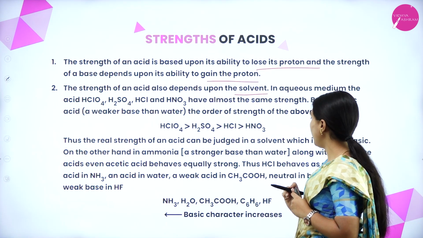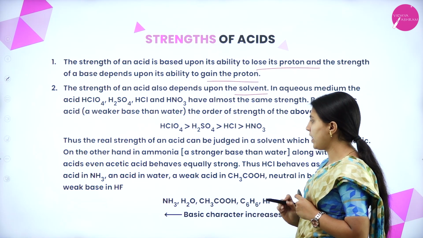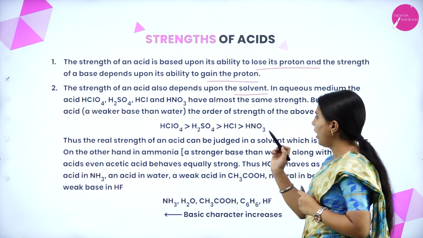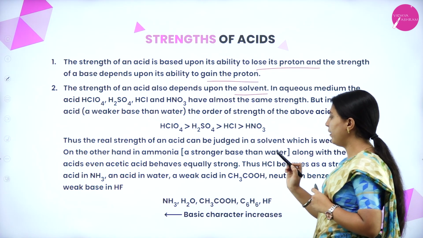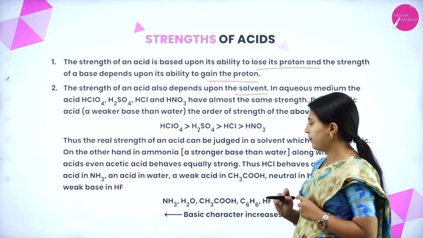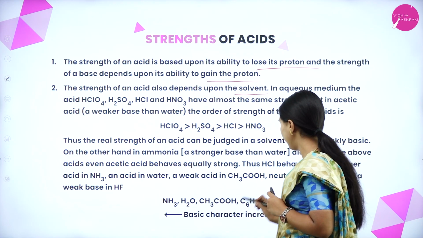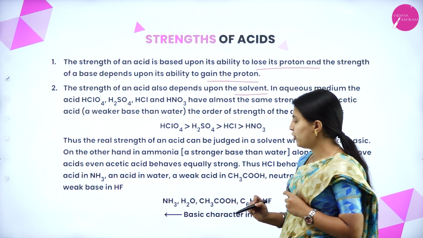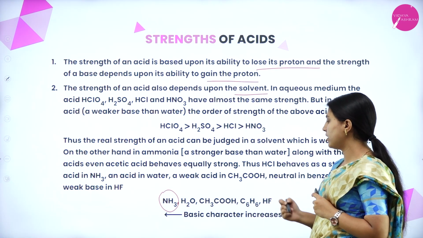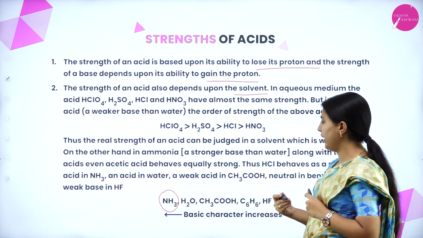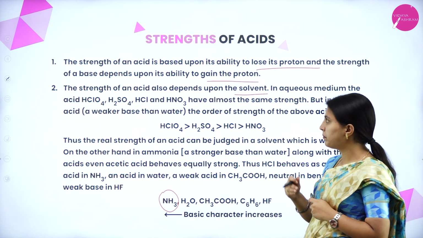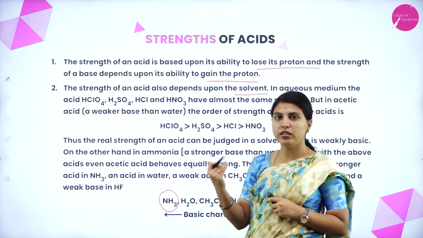On the other hand, in ammonia, along with the above acids, even acetic acid behaves equally strong. Thus, HCl behaves as a stronger acid in ammonia, an acid in water, a weak acid in CH3COOH, neutral in benzene and a weak base in HF. See here, the basic character increases from HF to ammonia. So ammonia is the strongest base, next water, next CH3COOH, next benzene and HF. It means the strength of an acid also depends on the solvent, not only on H plus accepting or donating.